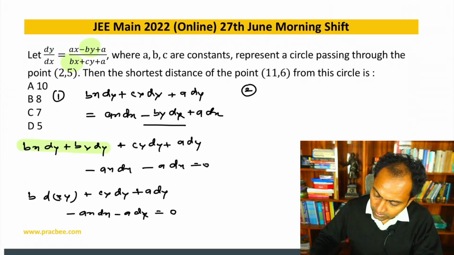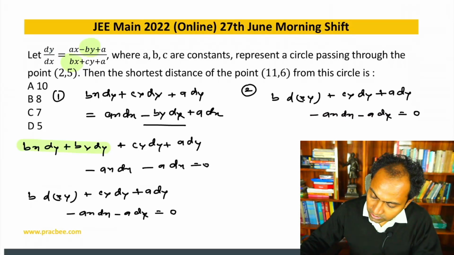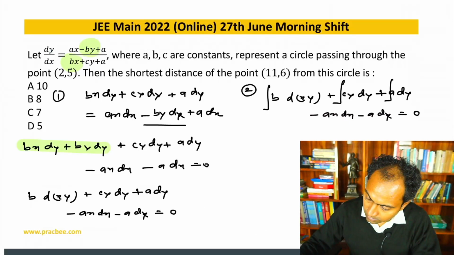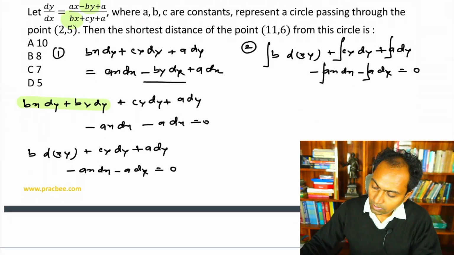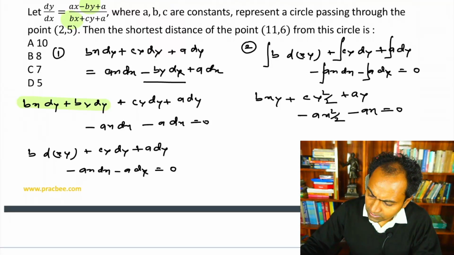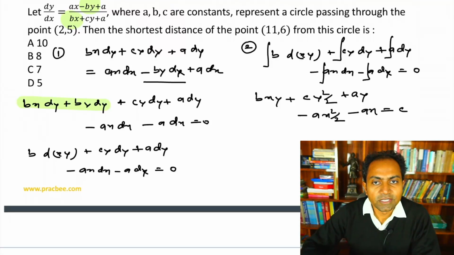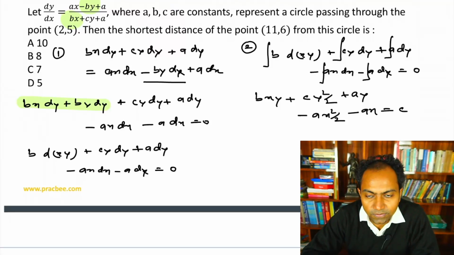So if I write the same thing and put integration sign over it, I will be able to get an answer. So this will become bxy plus cy square by 2 plus ay minus ax square by 2 minus ax is equal to, and this we can write as a constant. See, you can write constant on left hand side, right hand side, it largely does not matter. What they are saying, this represents a circle passing through 2, 5.